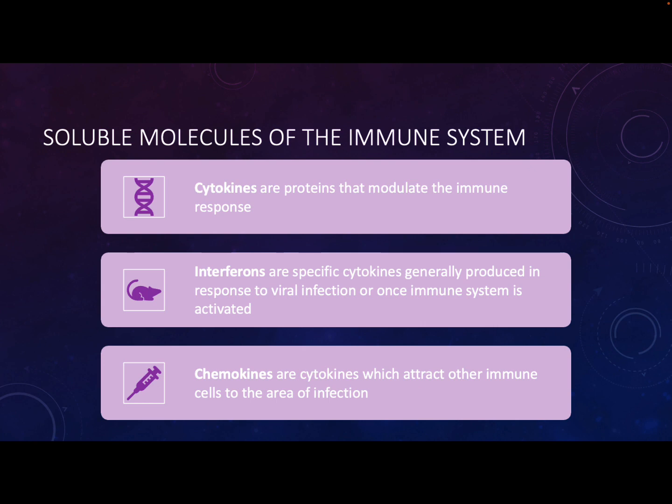And so we have molecules called cytokines. These are kind of the major soluble molecules of the immune system. They will be produced by cells, travel through the bloodstream, and cause something to happen. What that something is depends on the cytokine. So we have a specific type of cytokine called an interferon. Interferons are often produced in response to viral infection.